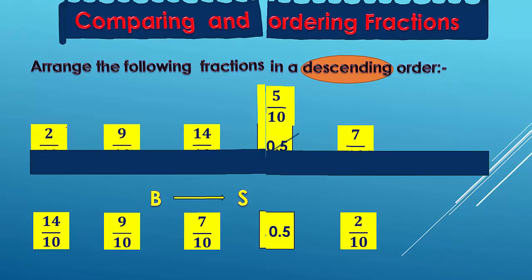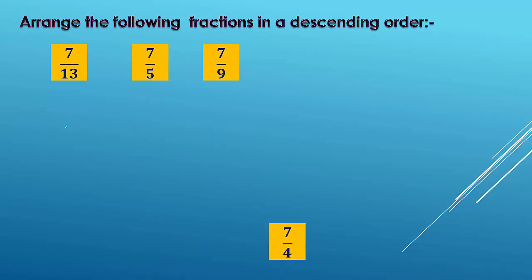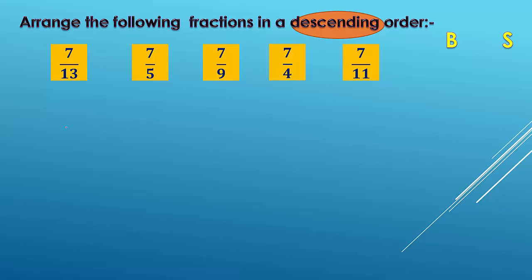Okay? Let's see another exercise. Here, arrange the following fractions in descending order: 7 over 13, 7 over 5, 7 over 9, 7 over 4, and 7 over 11. Okay, now he asked me to arrange in descending order, from big to small, my students.